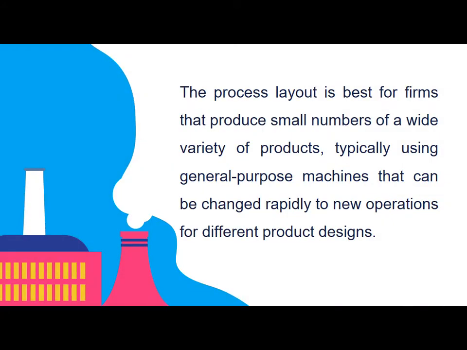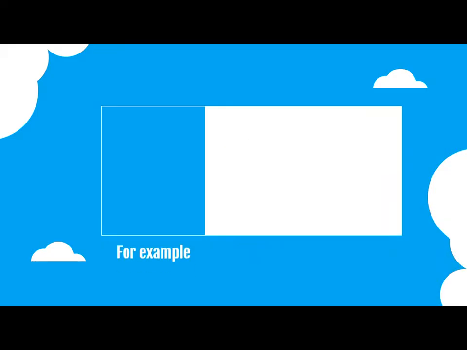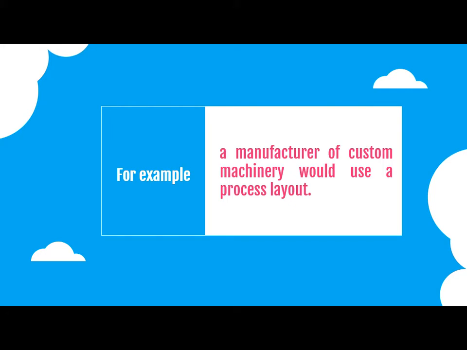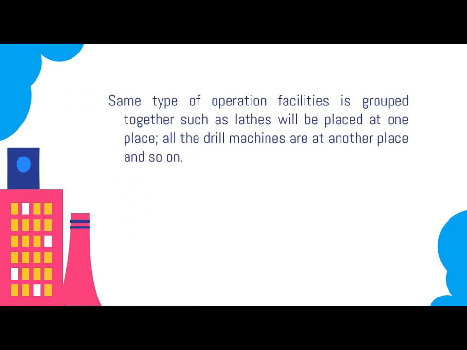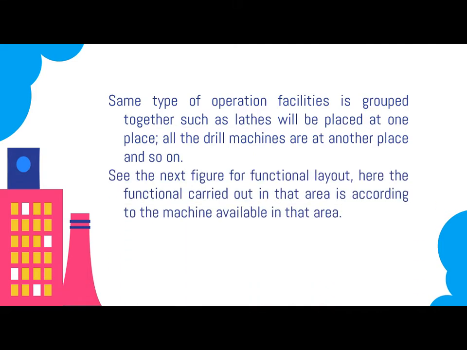The process layout is the best for firms that produce a small number of a wide variety of products, typically using general purpose machines that can be changed rapidly to new operations for different product designs. For example, a manufacturer of custom machines would use a process layout. The same type of operation facilities is grouped together, such as lathes placed at one place, all the drill machines at another place, and so on.